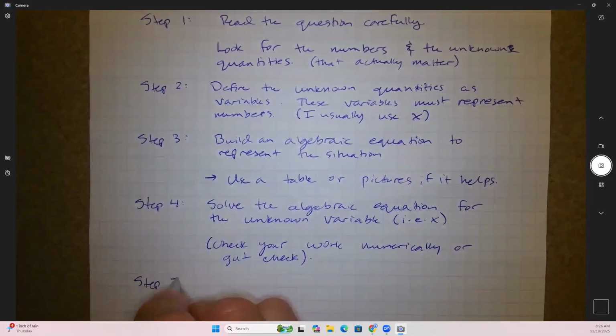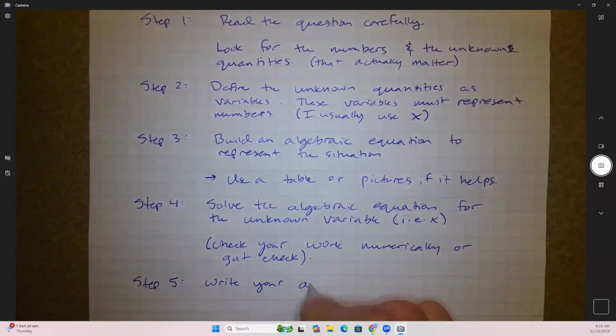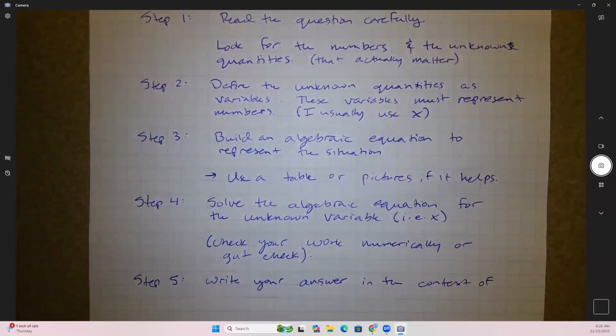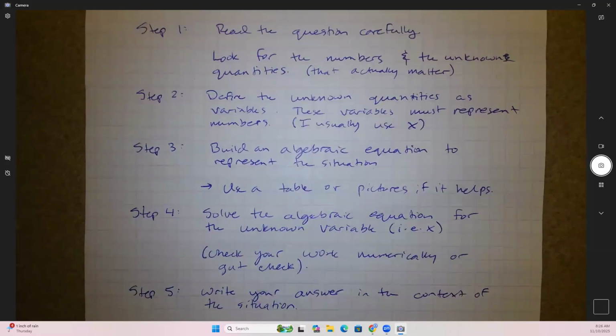And then step five, write your answer in the context of the situation, because that's ultimately the goal. The goal ultimately is not to say X equals 12.5. The goal is to walk into a grocery store and buy a 12.5 pound turkey. You all can write those down. That's going to give me a little time to think of an example where a picture would be helpful.